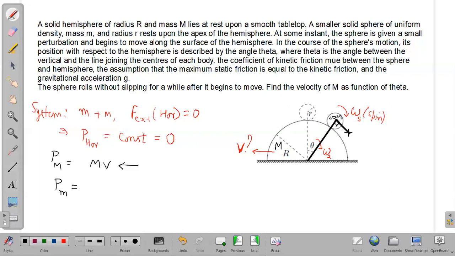We can write down the velocity of center of mass of that small sphere as this total radius, which is capital R plus small r, multiplied by omega. Which omega? This radius vector is rotating with the angular velocity omega 2, and therefore the velocity of center of mass will be capital R plus small r times omega 2.